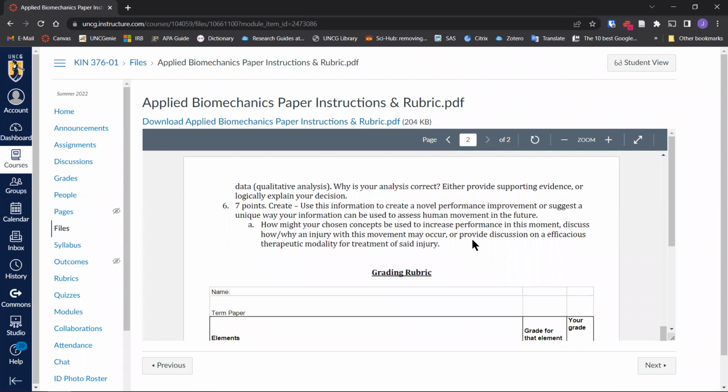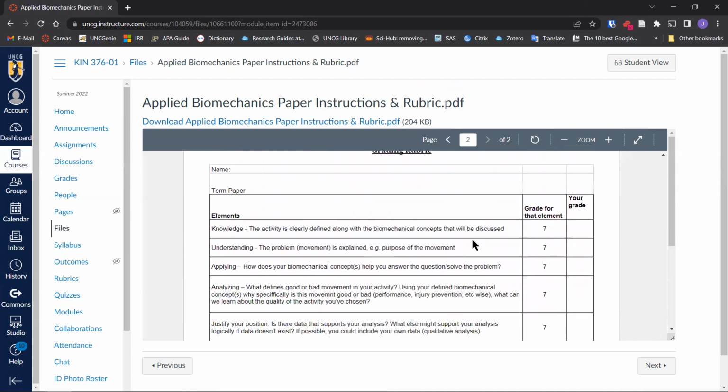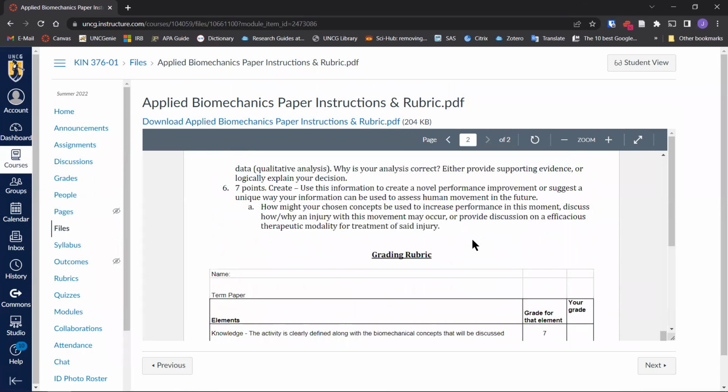And then finally, use this information to create a novel performance improvement or rehabilitation modality. How might your chosen concepts be used to increase performance in this movement? Discuss how and why an injury with this movement may occur, or discuss the efficacy of your therapeutic modality, or one that's already been developed for treatment of an injury, anything like that. So this is really up to you and your topic.